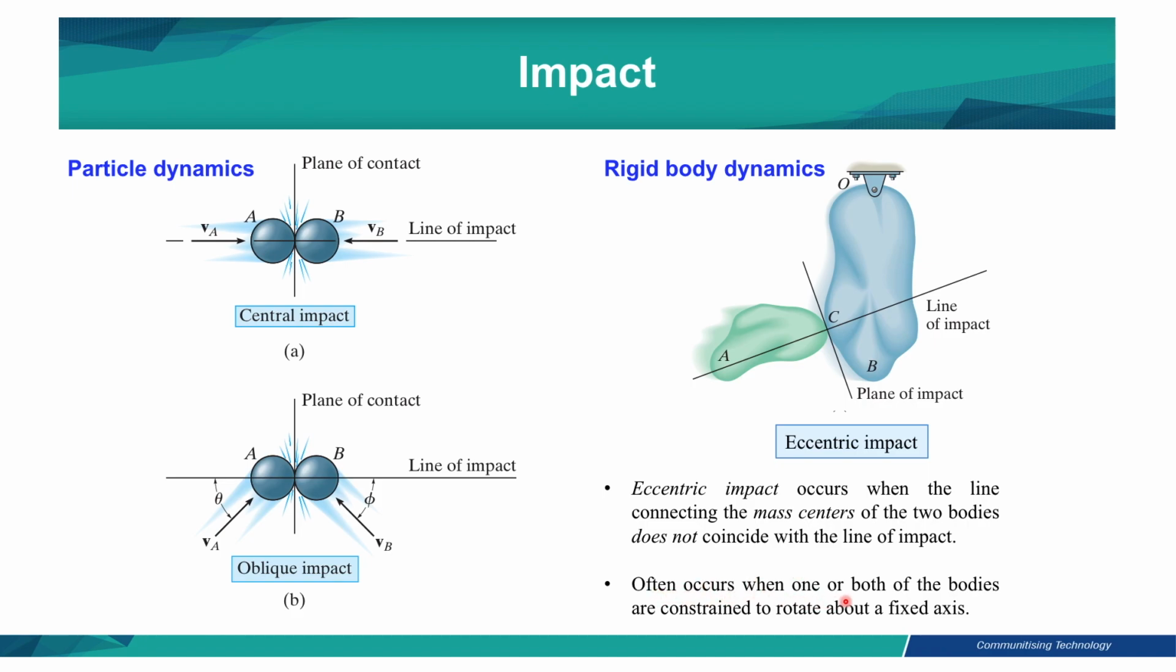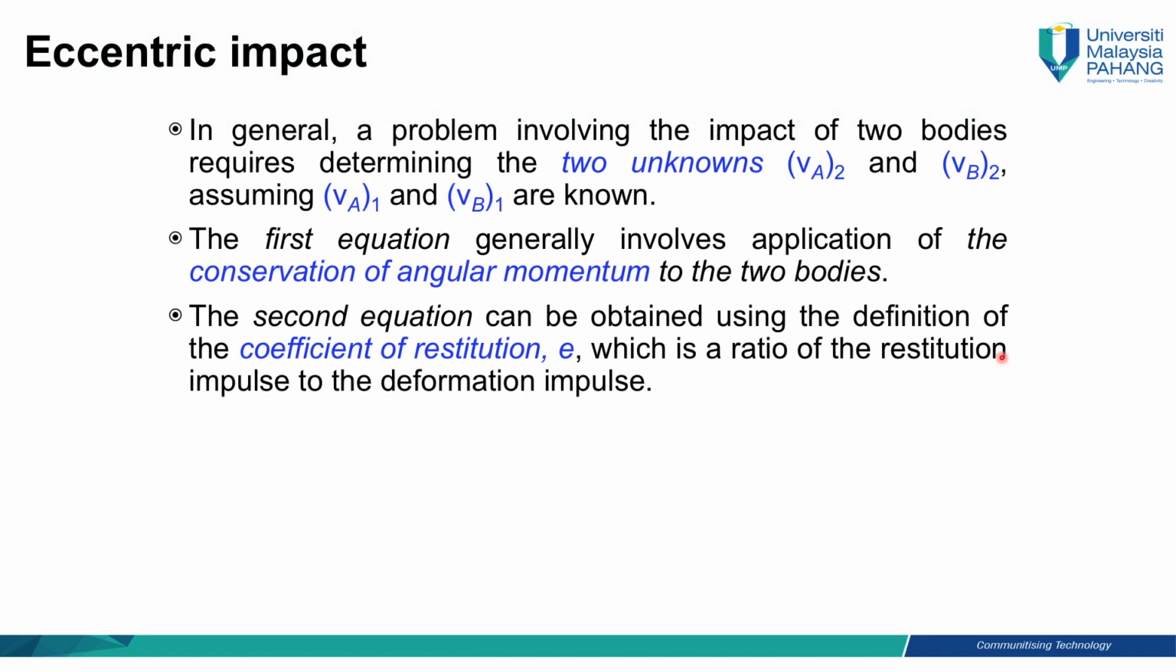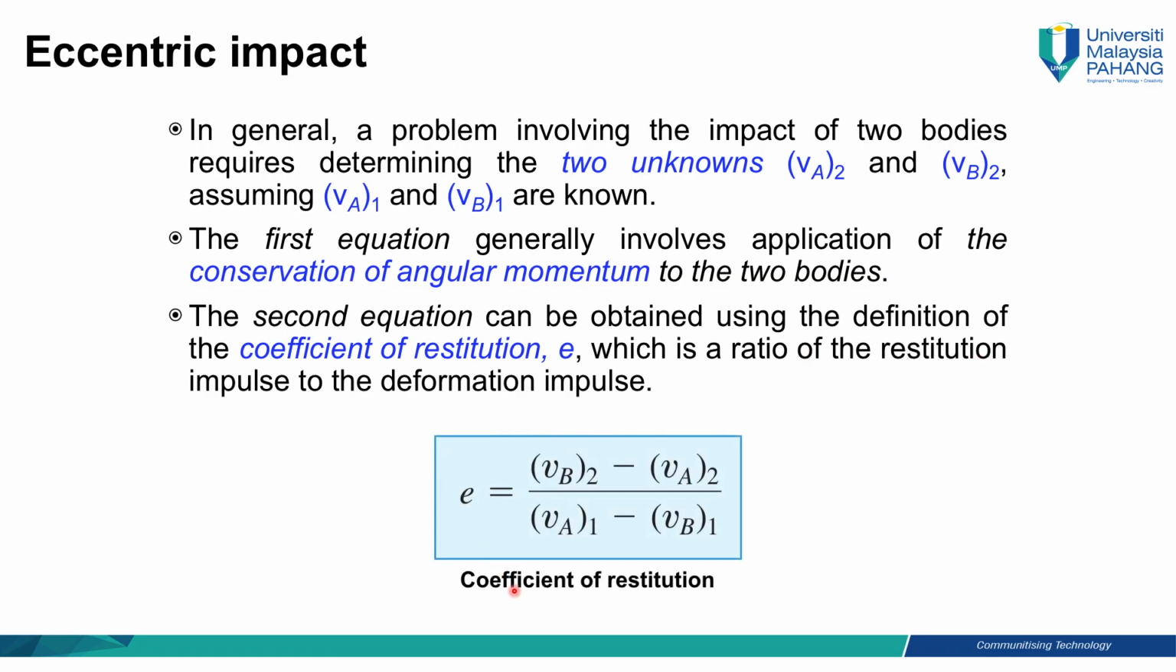It often occurs when one or both of the bodies are constrained to rotate about a fixed axis. So one body is rotating and it is pin connected at point O. Rigid body A is impacting rigid body B. So in general, when we have an eccentric impact problem, we will have another equation that is known as the coefficient of restitution, which is denoted by the symbol e.